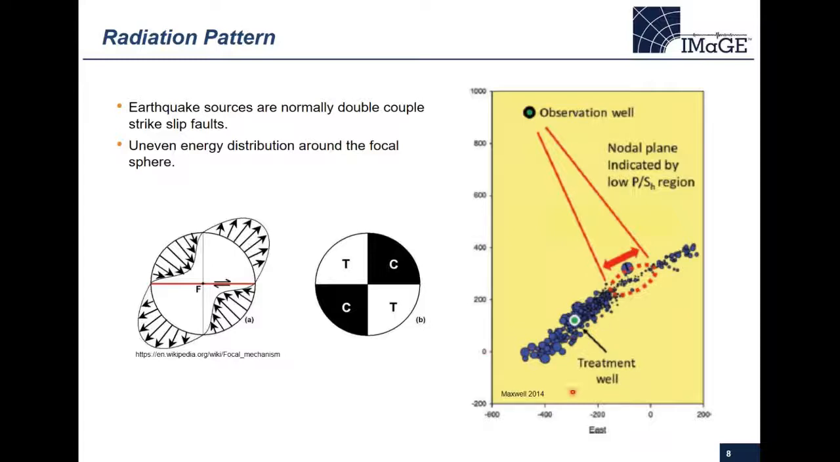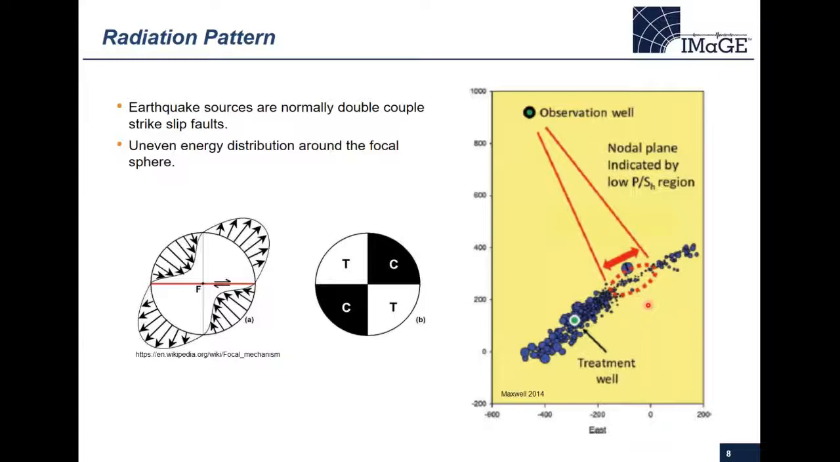a sort of map view. If we have most events with the majority the same focal mechanism, eventually you end up in a direction where you're in a nodal plane, and that's going to cause a drop in amplitudes and thus a drop in detectability at that point.